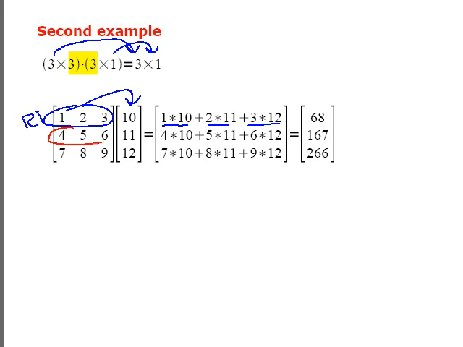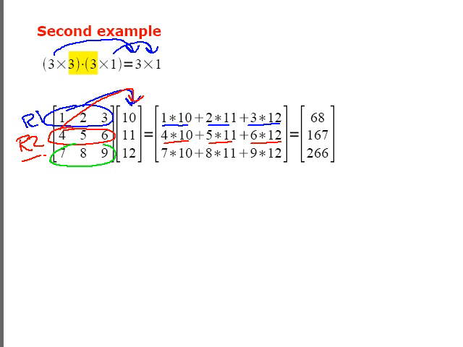You move to row 2. And you do the same thing. You pretend these are all stuck together, and you go against the first column. So you'd have 4 times the 10, 5 times the 11, 6 times the 12. Maybe from this you can see how come you need the same number of columns in the first matrix as the number of rows in the second matrix. So from working with row 2, you created row 2 in the answer.